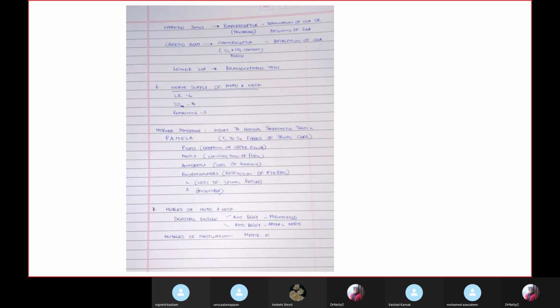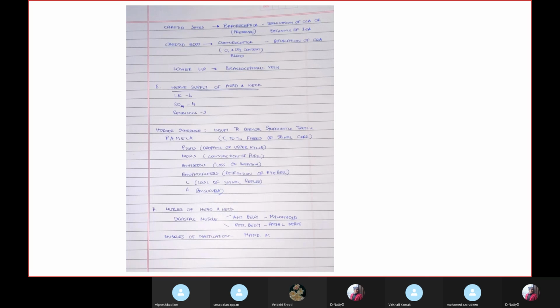Then we have Carotid sinus, which is a baroreceptor, which means it is responsible for pressure alteration. Sinus is present at the termination of common carotid artery or at the beginning of internal carotid artery. Carotid body, it is a chemoreceptor which is responsible for the chemical content alteration in the blood, the oxygen carbon dioxide alteration. It is present at the bifurcation of common carotid artery.